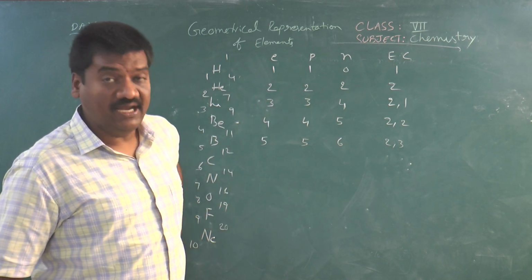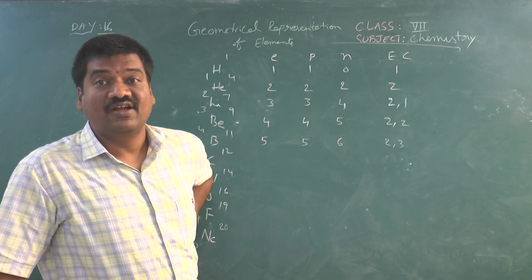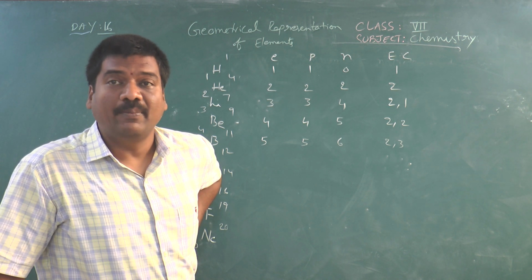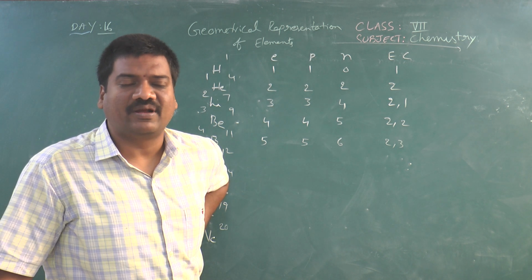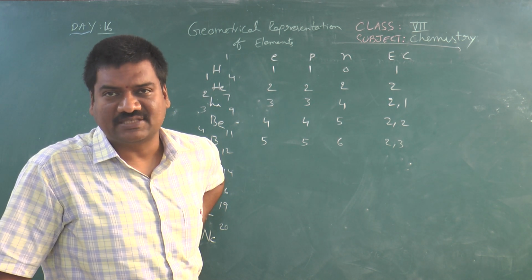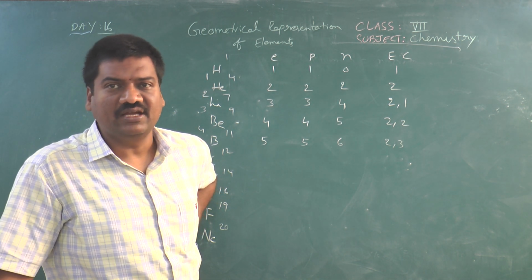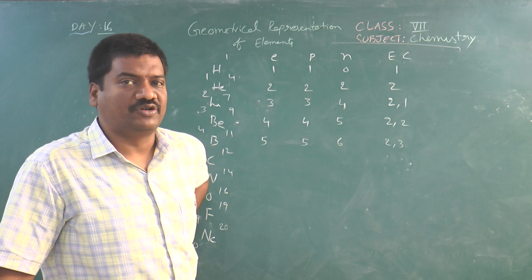I am repeating once again. For any neutral element, the number of electrons will be equal to the number of protons. And for the calculation of the number of neutrons, we have to take mass number minus atomic number. Then we can calculate the number of neutrons.